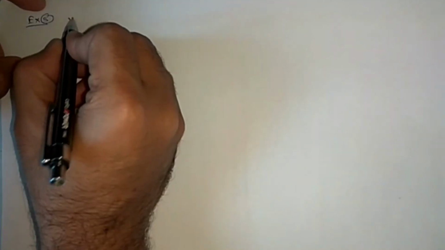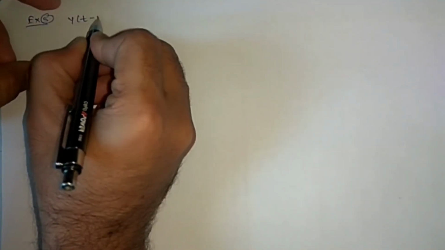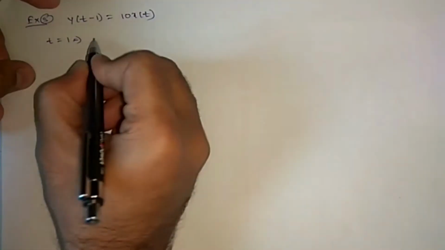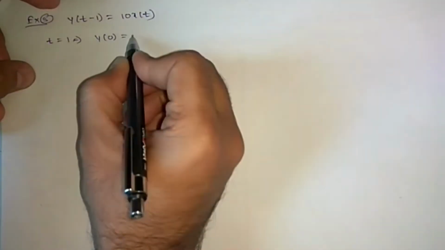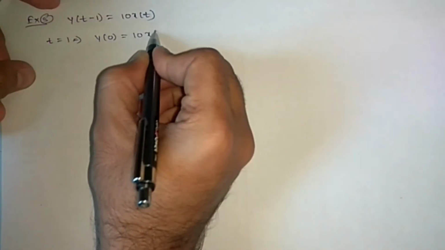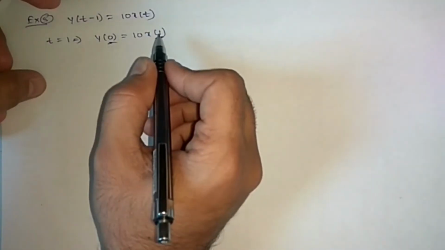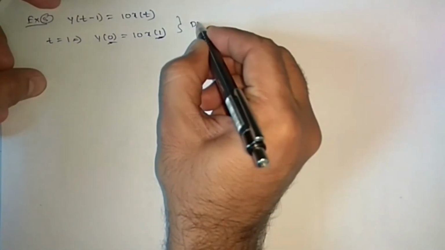Suppose y of t minus 1 equal to 10 x of t. Here at t equal to 1, y of 0 is 10 x of 1, right? Still, the output is depending on another value of the input, right? So it is a dynamic system.